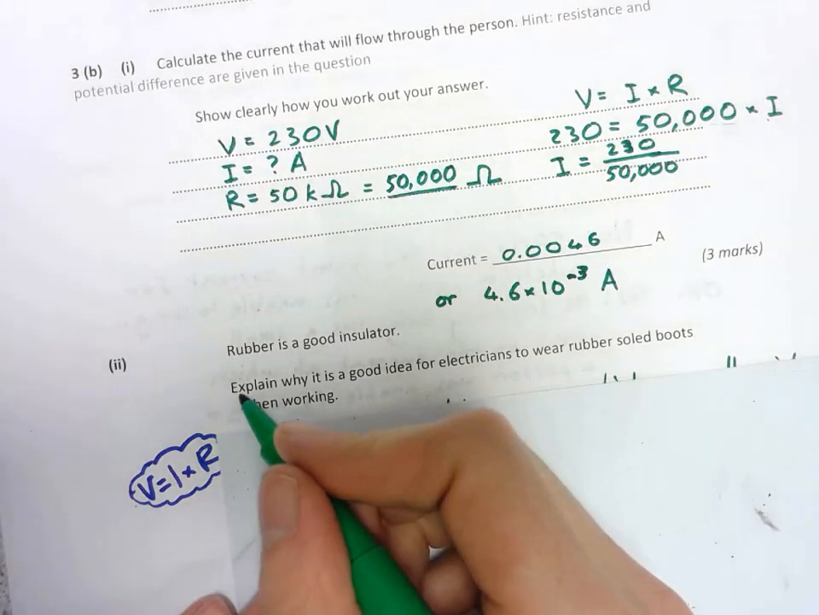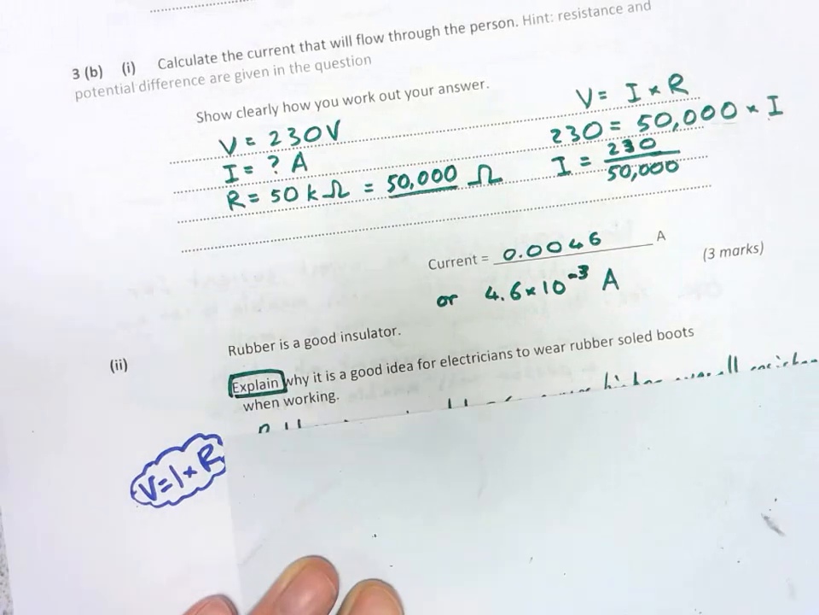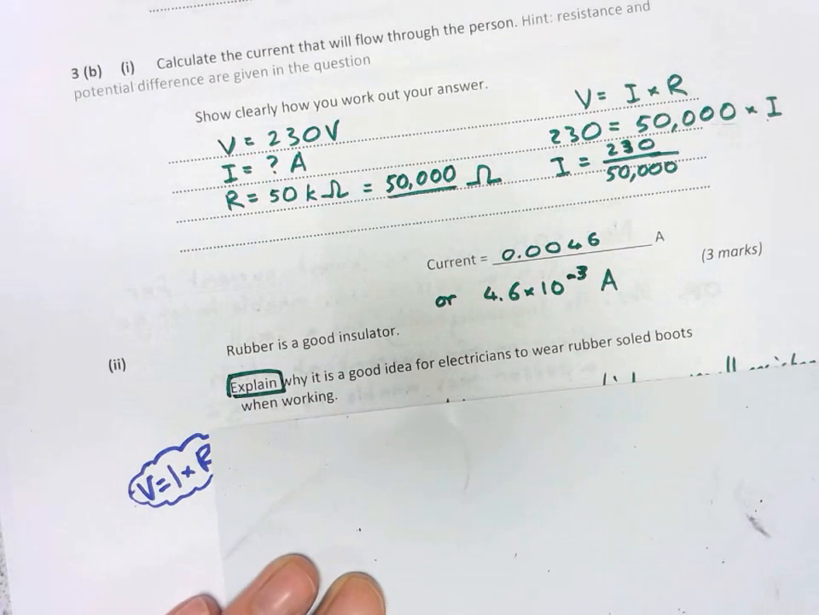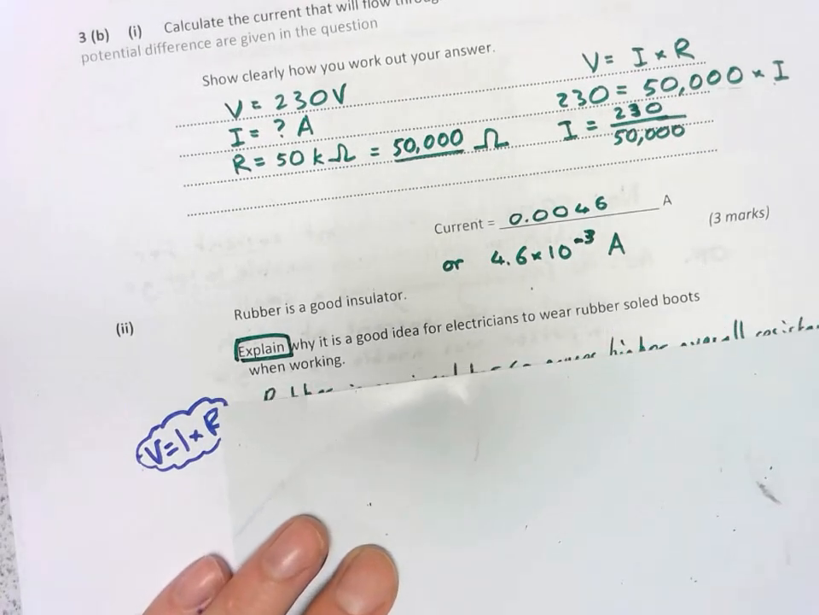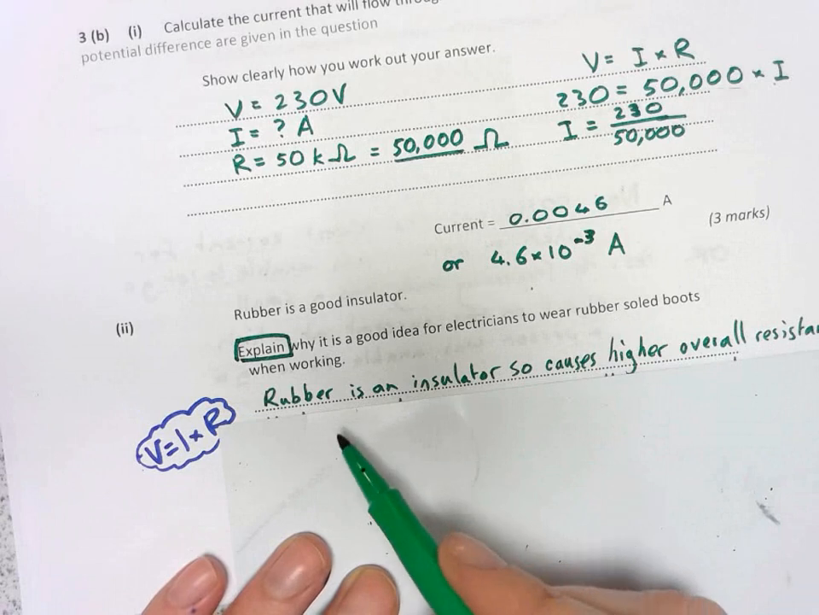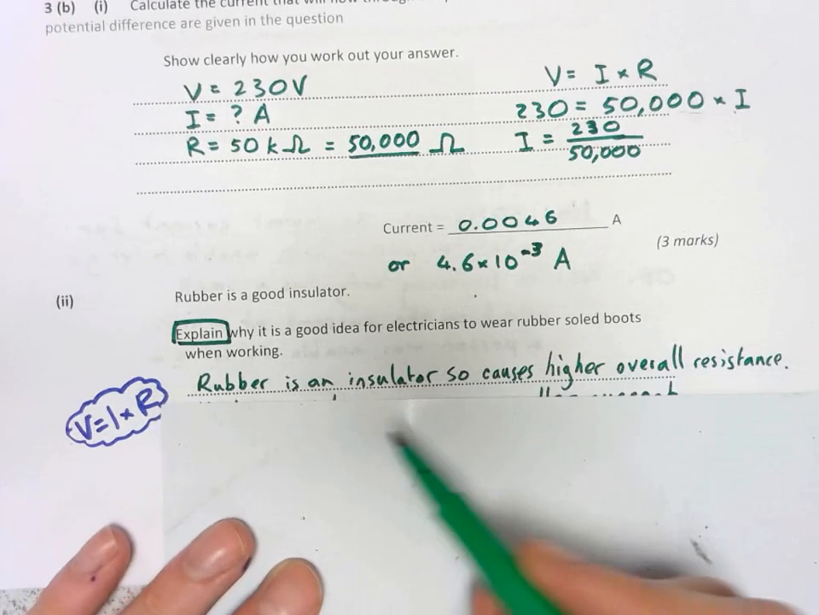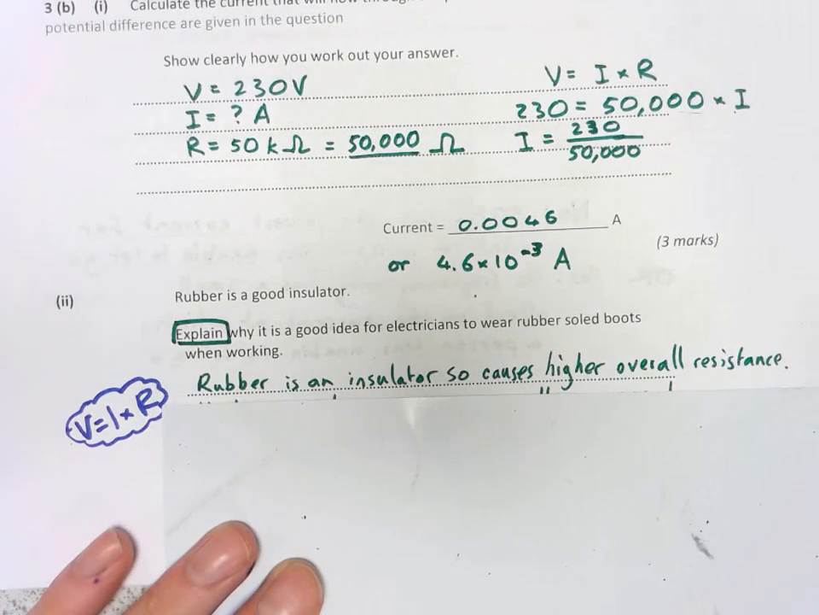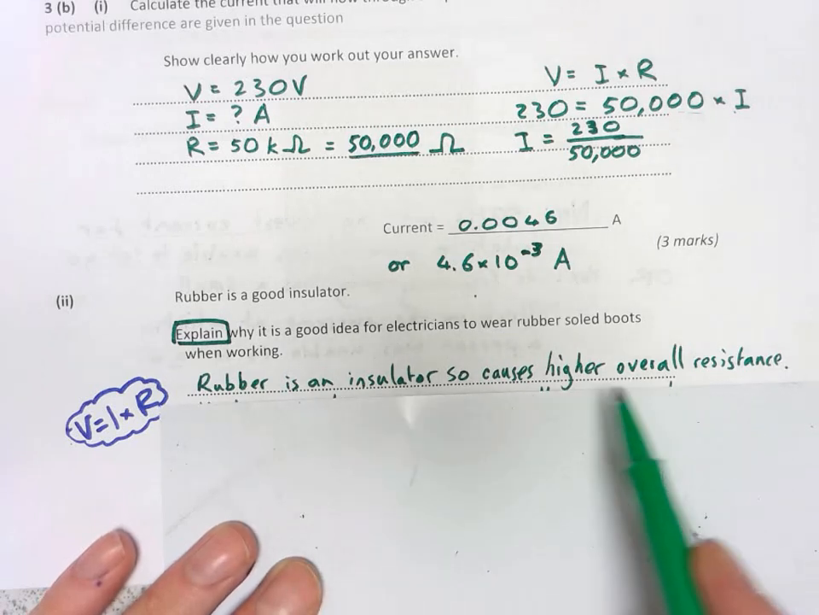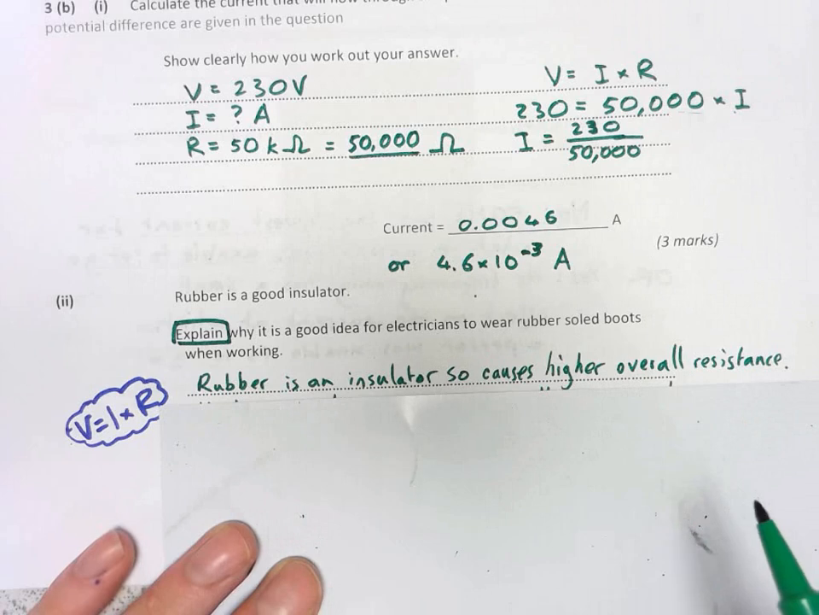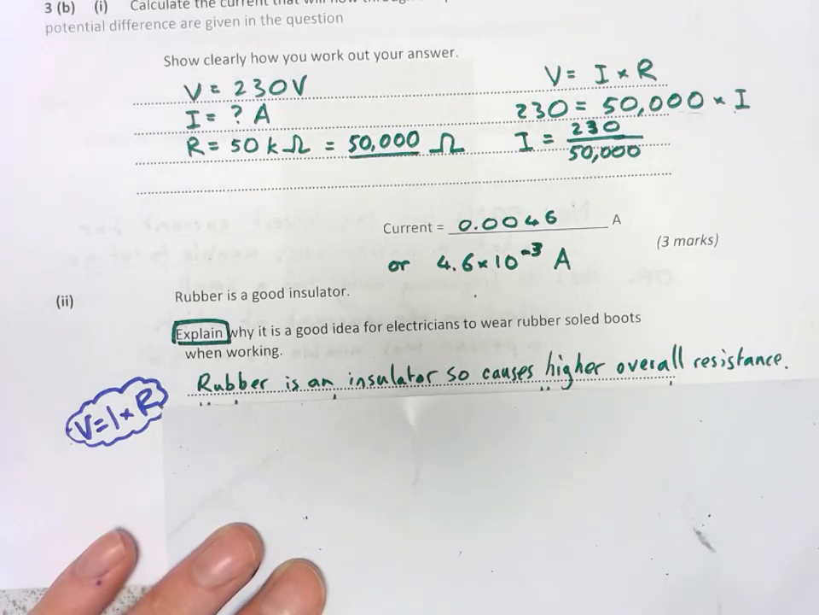Explain why it's a good idea for electricians to wear rubber-soled boots when working. Rubber-soled boots, rubber is a good insulator, so that's the first thing I'm going to say. Rubber is a good insulator, and therefore it has a high resistance. So if you're wearing rubber-soled boots, you have higher overall resistance compared to if you weren't.